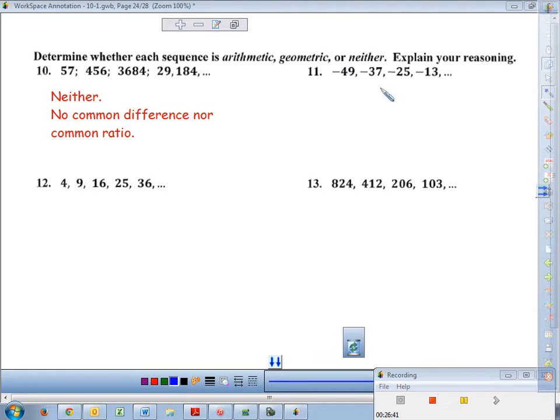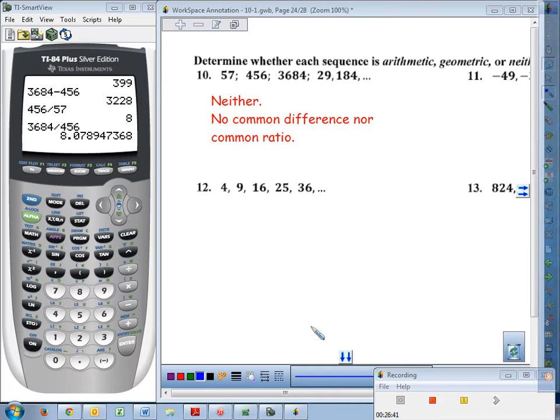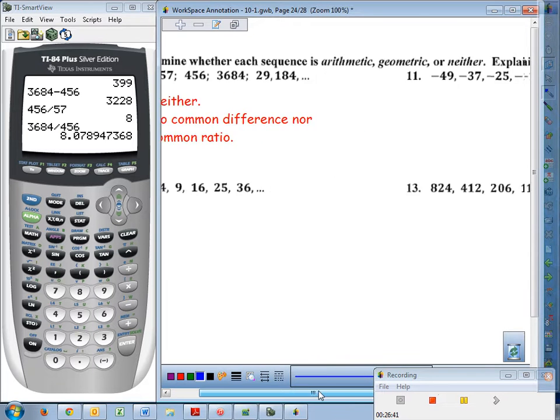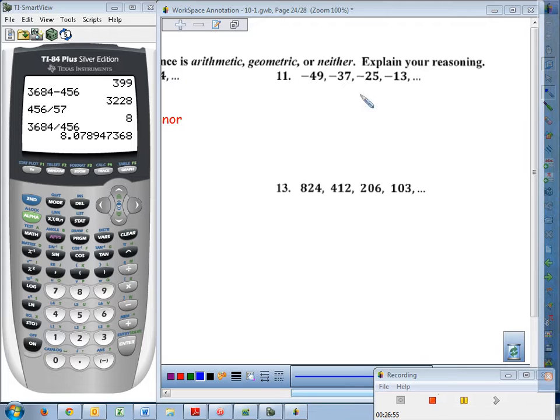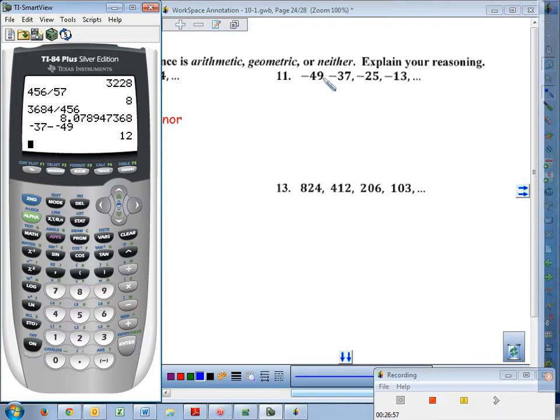The next one, it looks like it would probably be arithmetic if I was to guess, since they're going down by a similar amount. So let's figure it out. Let's take the second term of negative 37 minus the first term, which is negative 49. You could have put a plus there if you wanted to, but I got a common difference of 12.